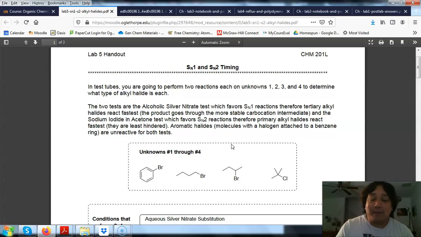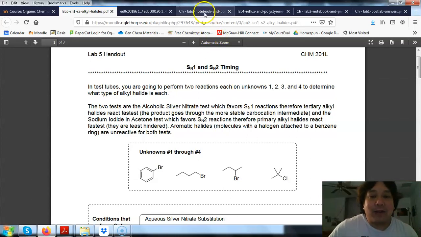If you want to be a little more specific, you could say the purpose of the lab is to identify 4 unknowns using the alcoholic silver nitrate test, which favors SN1 pathways, and the sodium iodide and acetone test, which favors SN2 pathways. Okay, so I'm trying to cram in some terminology into my purpose, but I'm also keeping it kind of short. Okay, to the point. What are we doing? What are we recording? What are we measuring? Okay.